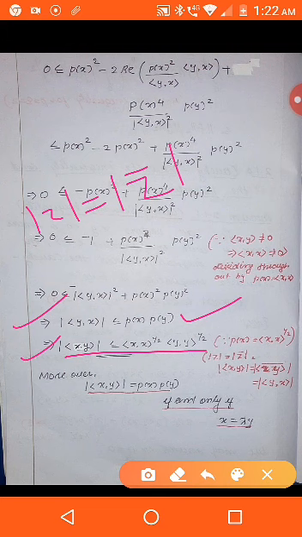Now the equality holds if and only if x equals lambda y. We can easily prove it, given x equal to lambda y, by substituting here. We can prove that this is equal to p of x into p of y. Hence proof.